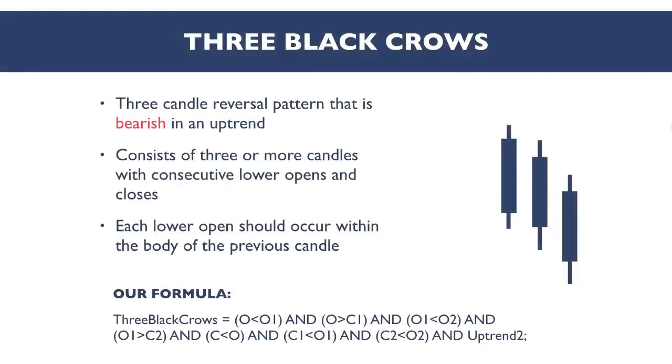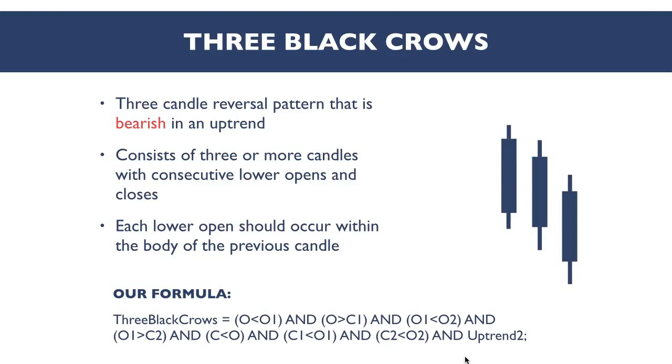The 3 black crows pattern is a bearish 3-candle formation that must appear in an uptrend. This pattern consists of 3 or more candles with consecutive lower opens and closes. Each lower open should occur within the body of the previous candle. So this pattern shows a very visible change in momentum and a strong downward bias. Trend traders see this pattern as the establishing of a new downward trend. It's also noted that the pattern is stronger when the uptrend contains gappy price action.